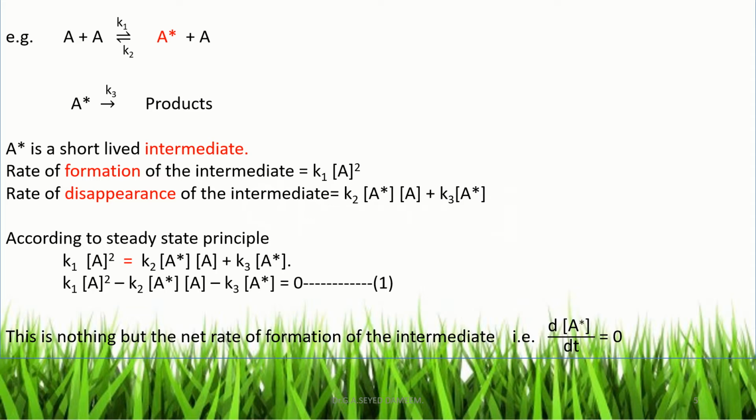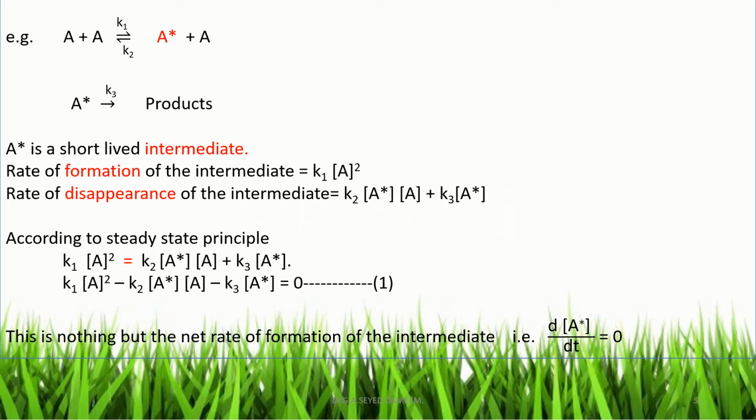In the case of A star, there are two possibilities for disappearance. One possibility: if the A star has less energy, then there is a possibility of forming reactant molecules. And if the A star has much energy, then from the A star product is formed. So there are two possibilities. So the rate of disappearance of the intermediate is equal to K2 A star A plus K3 A star.